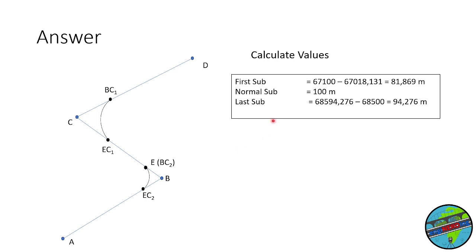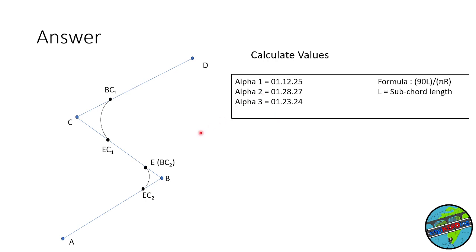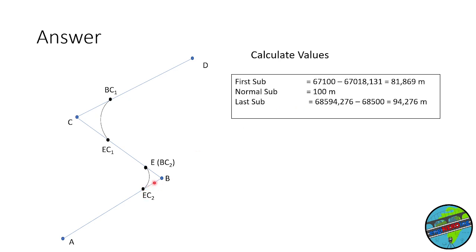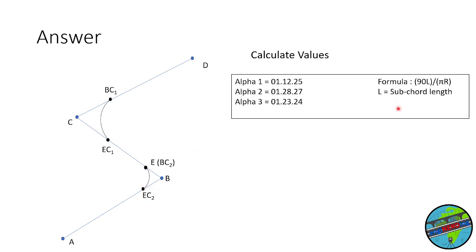Alright, so why these are important is that we can calculate our angles. Alpha 1 is the first subchord's value times 90 divided by pi times radius, while alpha 3 is the last subchord's value, this value over here, the 94, times 90 divided by pi times radius, which will give us this value over here.